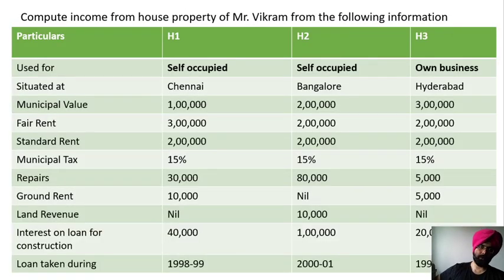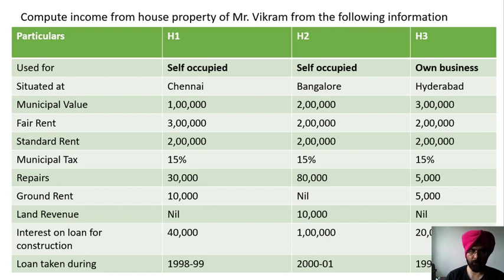So you have to compute the income from house property of Mr. Vikram from the following information. Particulars are given: house 1 property, house 2 property, and house 3 property. House 1 is self-occupied, house 2 is self-occupied, house 3 is owned for business. House 1 property is situated at Chennai, house 2 at Bangalore, and house 3 at Hyderabad.